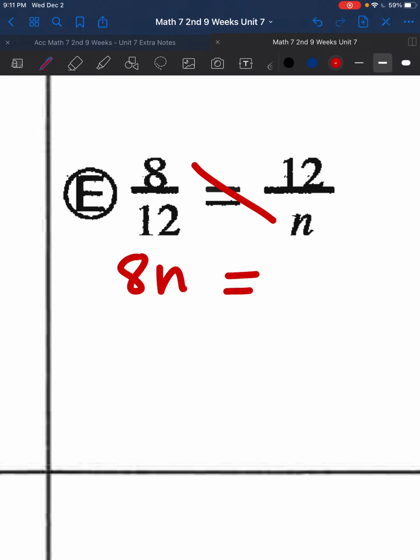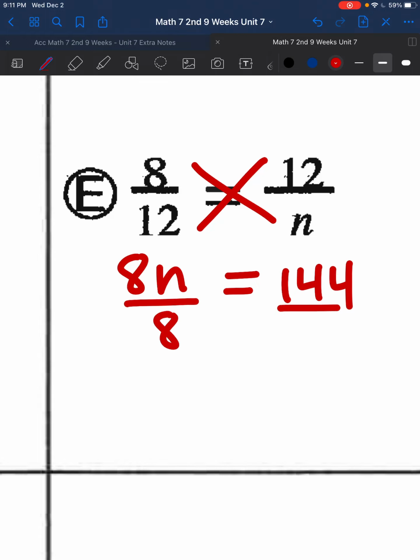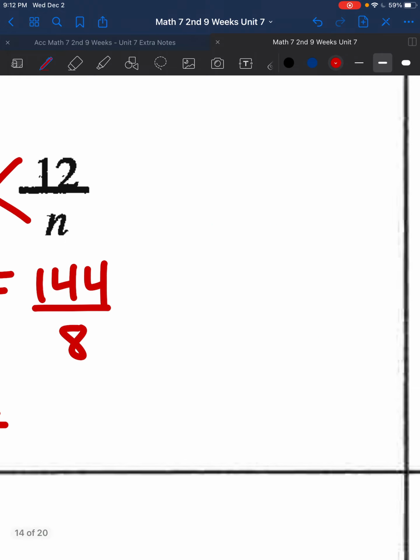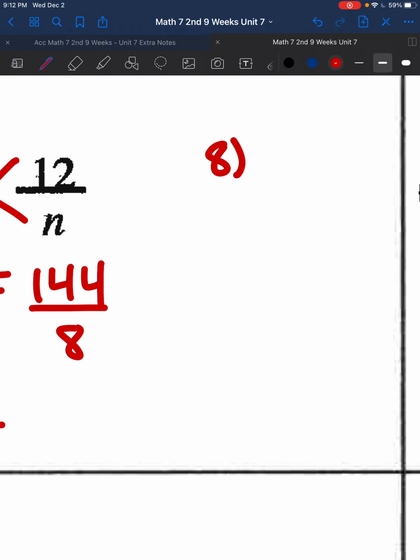So let's look at this one here, E. So I'm first going to multiply 8 times n together. That's 8n. And set that equal to 12 times 12, which is 144. Now to get that n by itself, I need to divide by 8 on both sides. My 8's cancel out, and n equals.